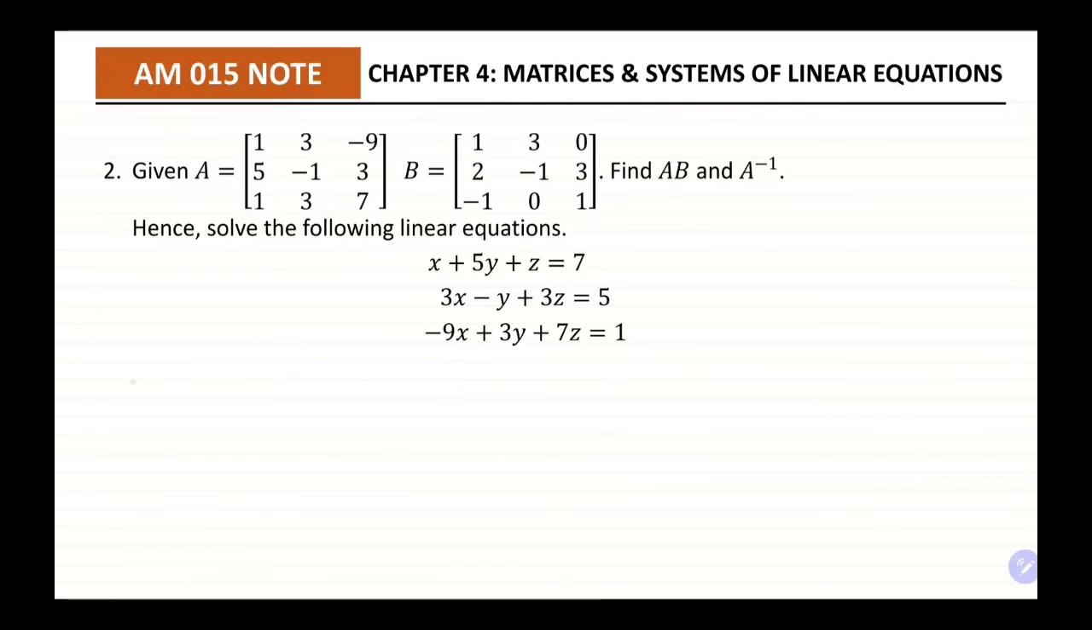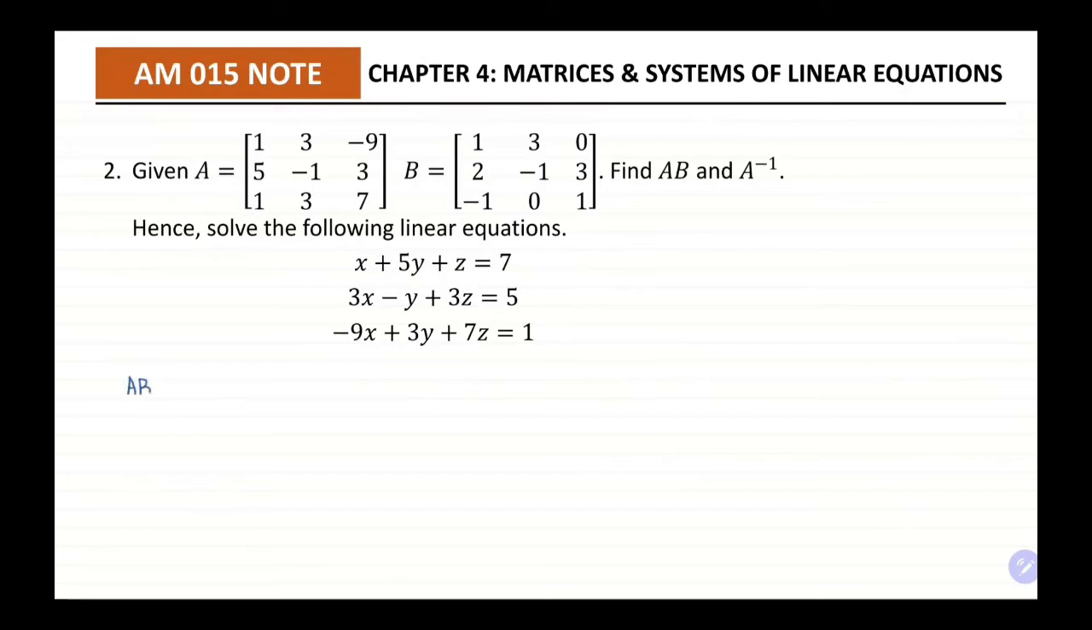Okay, so AB, we times with these two matrix. 1, 3, negative 9, 5, negative 1, 3, 1, 3, 7. We times with matrix B, 1, 3, 0, 2, negative 1, 3, negative 1, 0, 1. Okay, times, so row column.